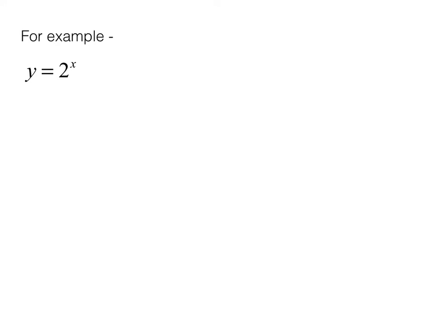Here's another one. y equals 2 to the power of x. If I follow those two steps to find the inverse function, I'm going to first switch x and y, and then I'm going to solve for y. Now, y is an exponent in this case, so in order to solve for y, I have to rewrite it as a logarithm. So log base 2 of x equals y.